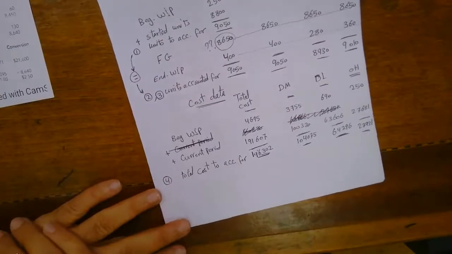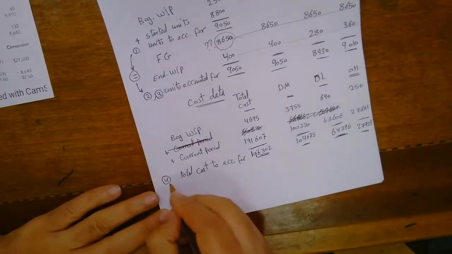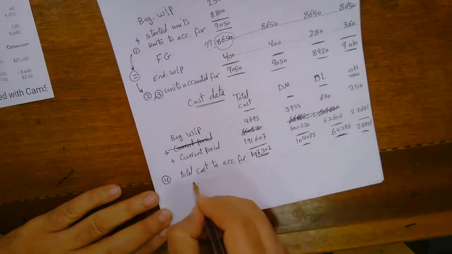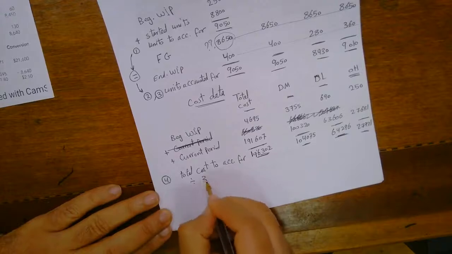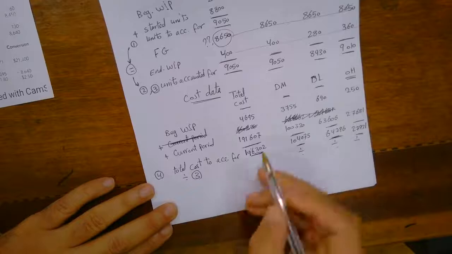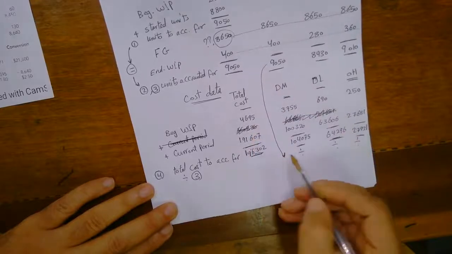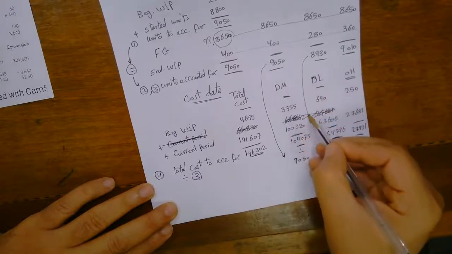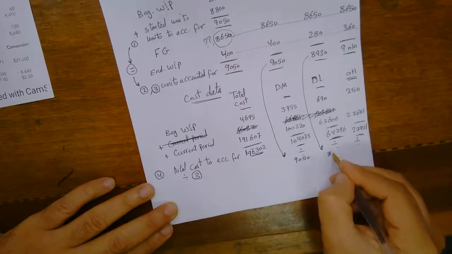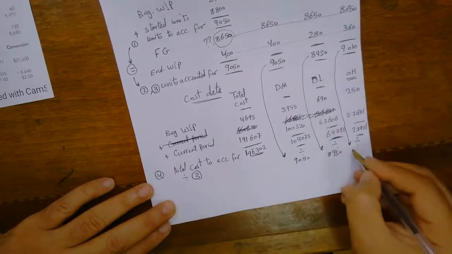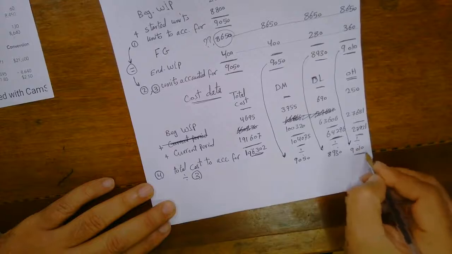Step number 5, cost per equivalent unit of production. So we take total cost to account for from step number 4, divided by step number 3, equivalent units of production: 9,050 for direct material, 8,930 for direct labor, and 9,010 for overhead.